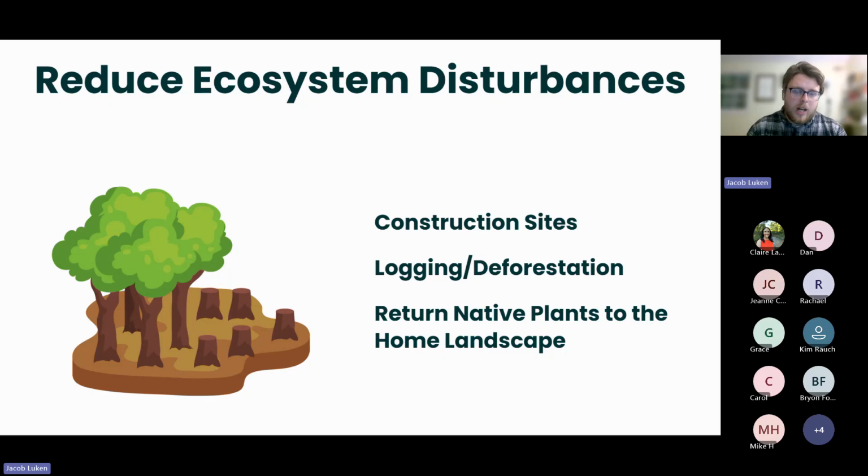And then returning native plants to the home landscape. In a lot of our areas, a lot of our neighborhoods, they're relatively barren for our native insects, native birds, any of our native species to develop in. So if we can return native plants to our home landscape through landscaping and through plantings and medians, then that can all really help our ecosystem recover once it is disturbed.